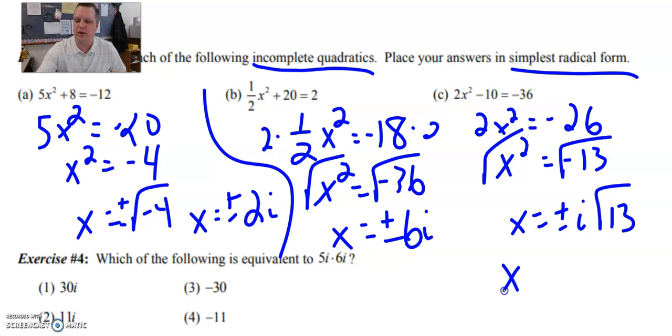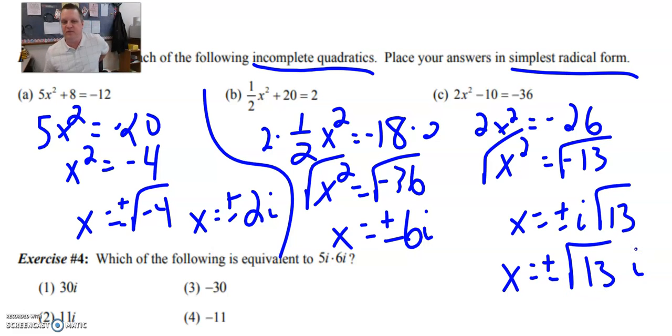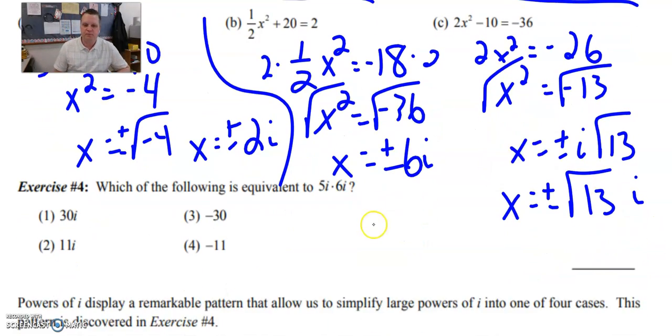Sometimes you'll see it written as plus or minus root 13i. Just be very careful that the i is not underneath the radical. So be careful of that.